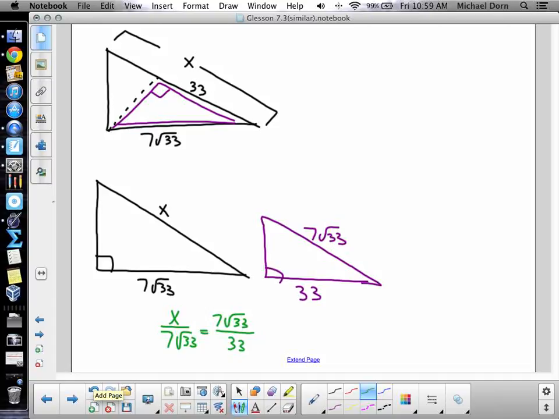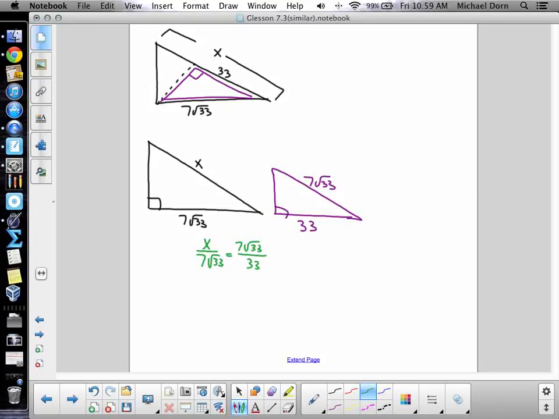What do you notice about that diagonal? The same value, right? So when I cross multiply, and this is a little trickier, I get 33x equals 7 root 33 times 7 root 33. Now you may think this looks difficult, but actually it's going to work really nice. 7 times 7 is 49. Root 33 times root 33 is 33, right? So 33x equals 49 times 33.